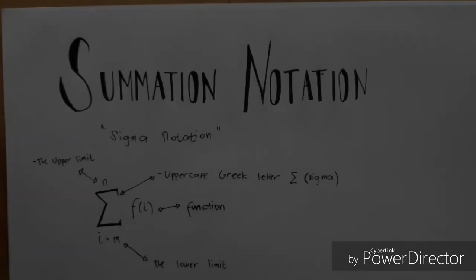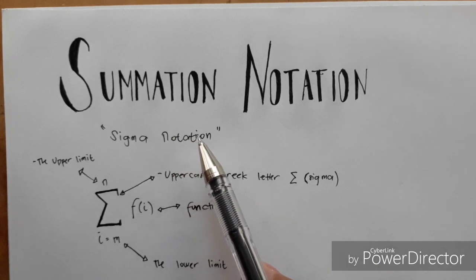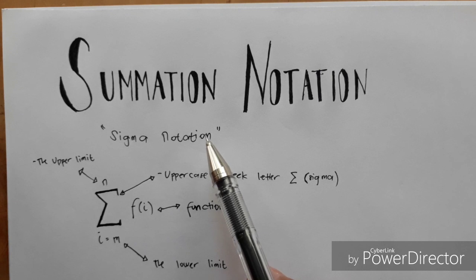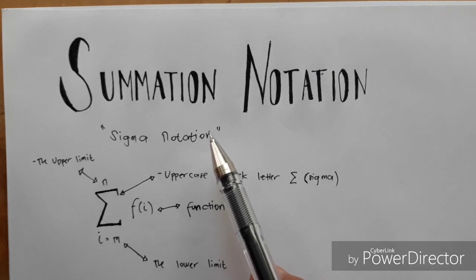In this tutorial, I will teach you and give more examples about summation notation. First, let us define sigma notation. The sigma notation is a shorthand for writing a sum, and also a method used to write out a long sum in a concise way.